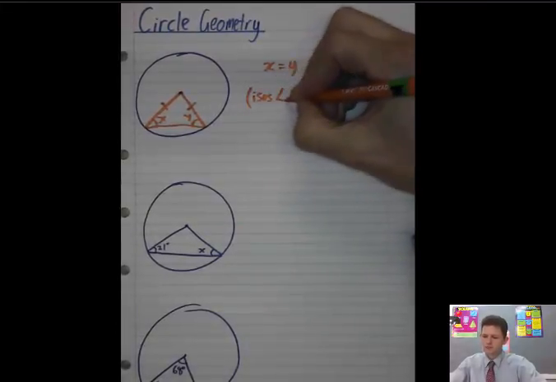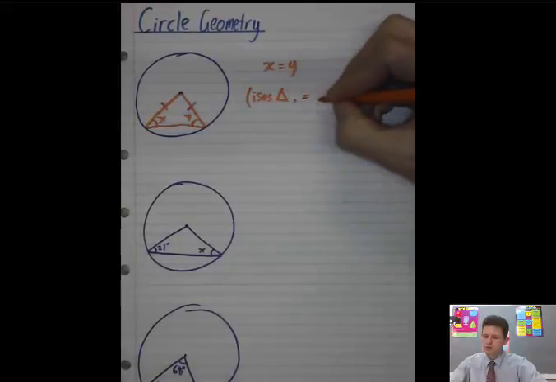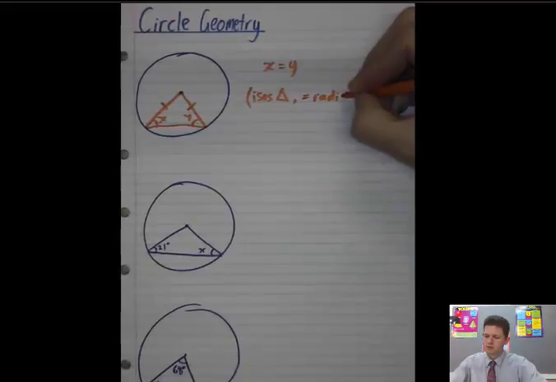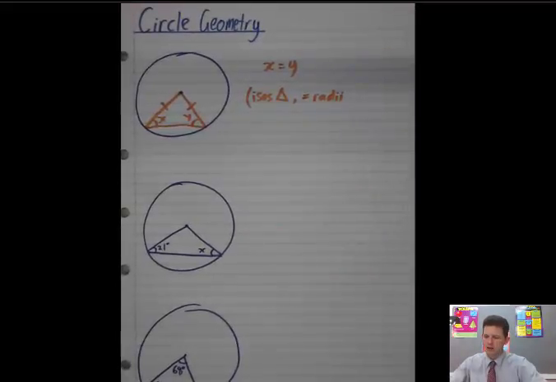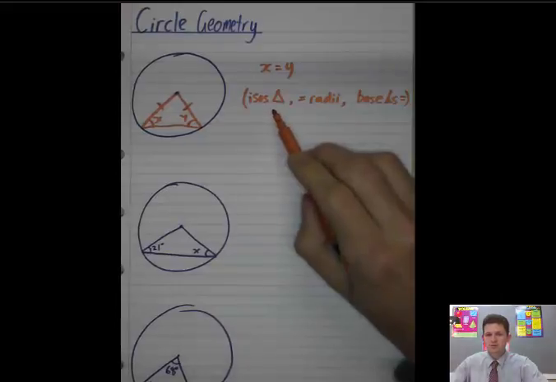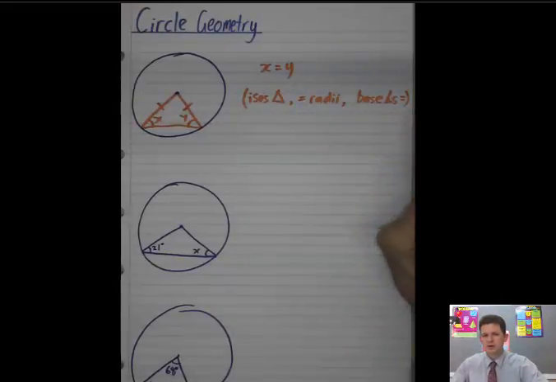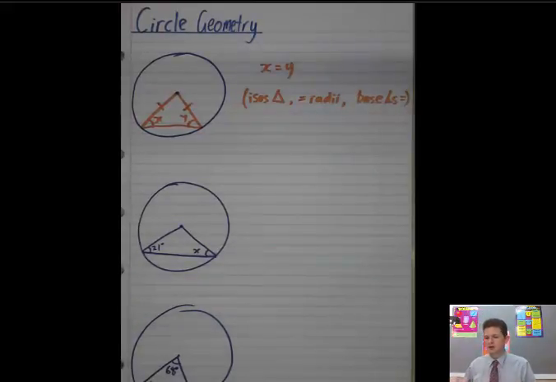would say: isosceles triangle, equal radii, base angles are equal. Sorry, that kind of ran out of room there, but that's alright. Say that again: isosceles triangle, equal radii, base angles are equal. Okay, and that's how we can describe that geometrically.